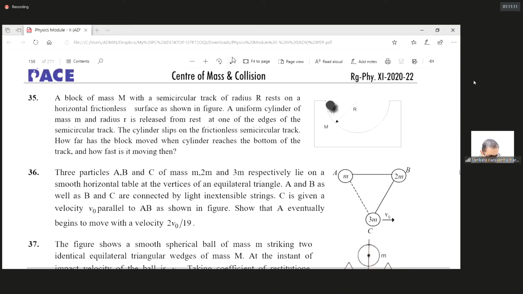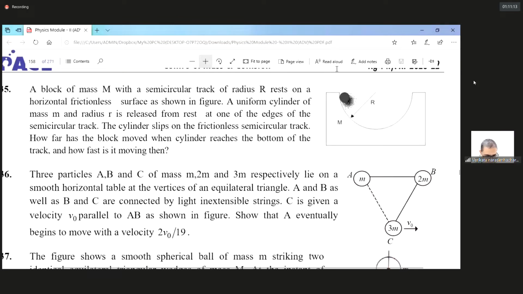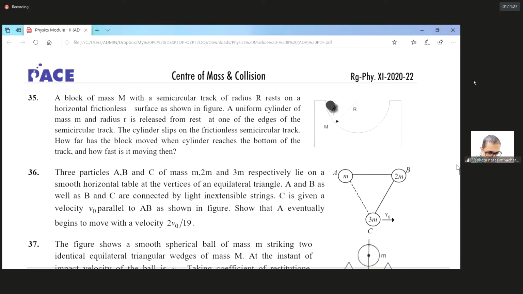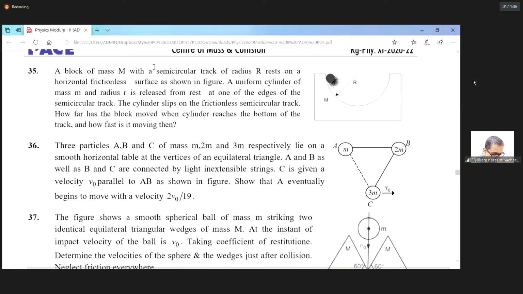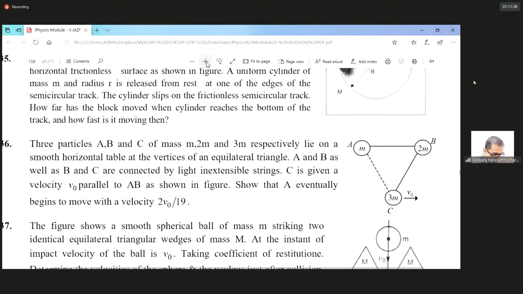Question number 36. Are you able to see the question? Yes.